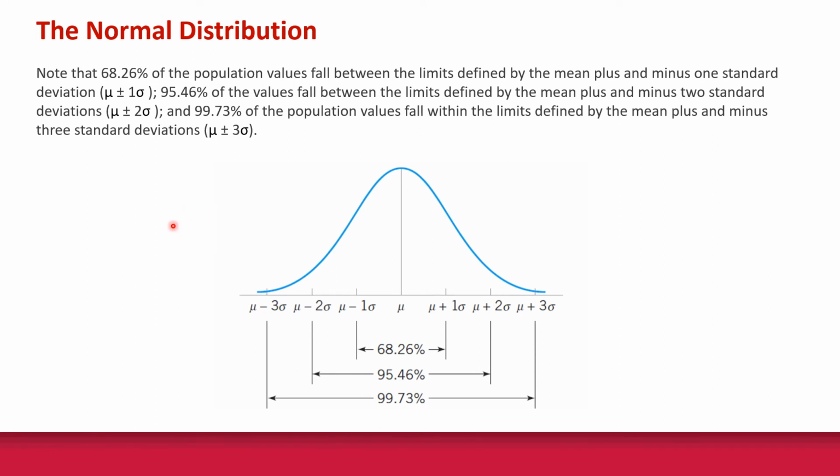So here are important things to note about the normal distribution: roughly 68.26% of the population falls between the limits defined by plus or minus 1 sigma. 95.46% fall between plus or minus 2 sigma, and 99.73% fall between plus or minus 3 sigma.